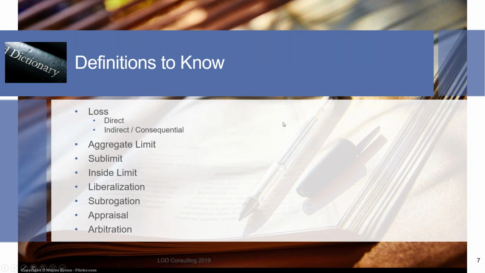Loss. You got to know the difference between direct loss and indirect loss. Direct loss is direct loss, damage, or destruction to your property. So your house has a fire. A quarter of the house blows out because of explosion and fire, and you can't live there. Well, the fire and explosion is a direct loss, direct physical loss, damage, or destruction to your property.